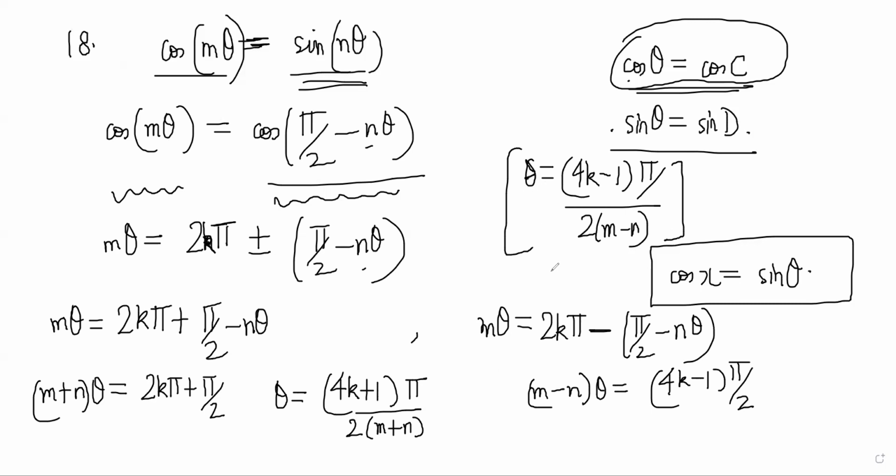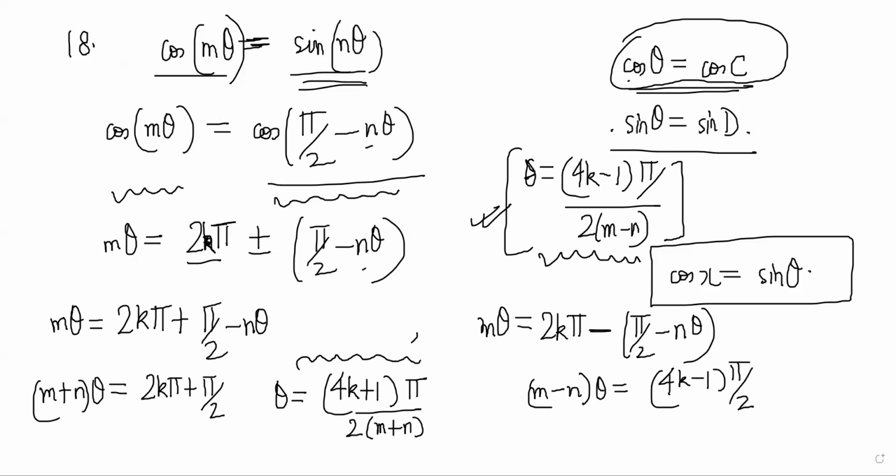Understood. This is the solution for theta, this value and this value. K can be any integer. K can be anything: 0, 1, 2, minus 1, minus 2, whatever. Are you understanding how we are solving it? Yes, sir.